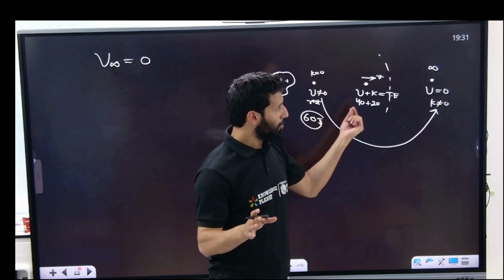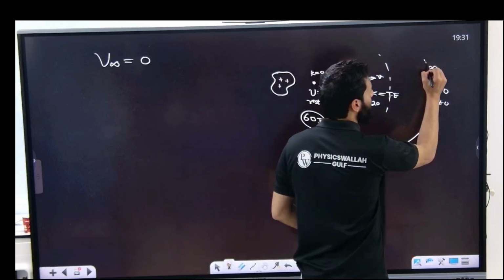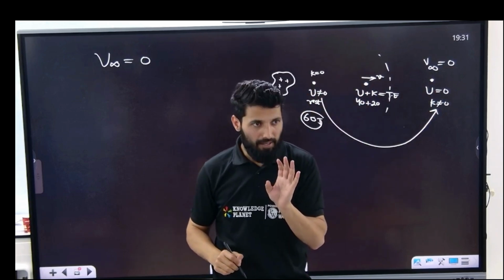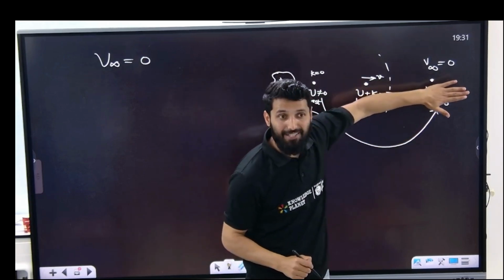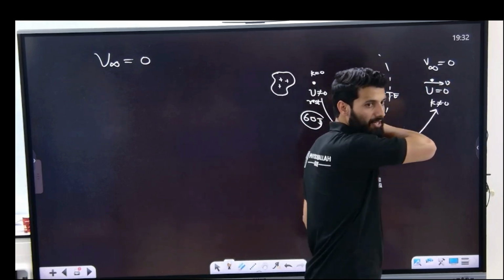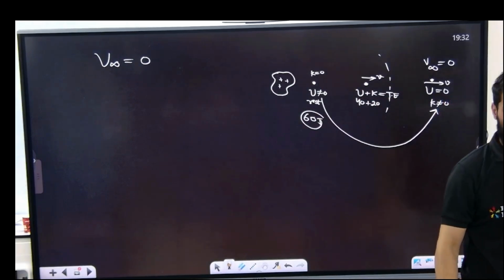Okay, it goes to infinity. At infinity we have defined potential as 0, so potential energy will also be 0. Do you understand? Is it clear? There will be 0 potential energy, but kinetic energy will be there. Now this particle will have some velocity, maximum kinetic energy. It will never stop, with that constant.